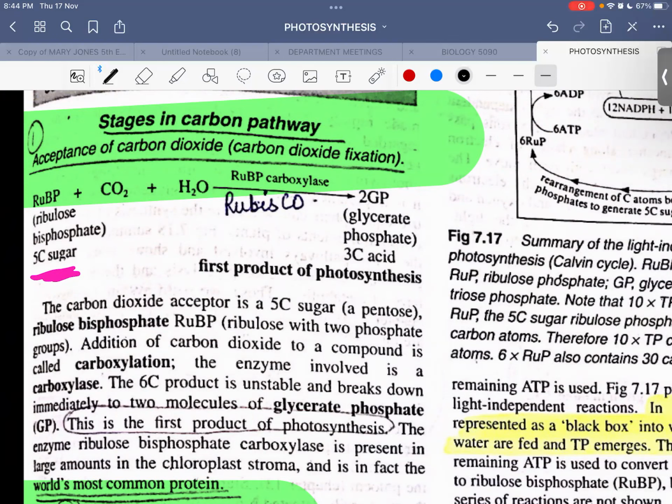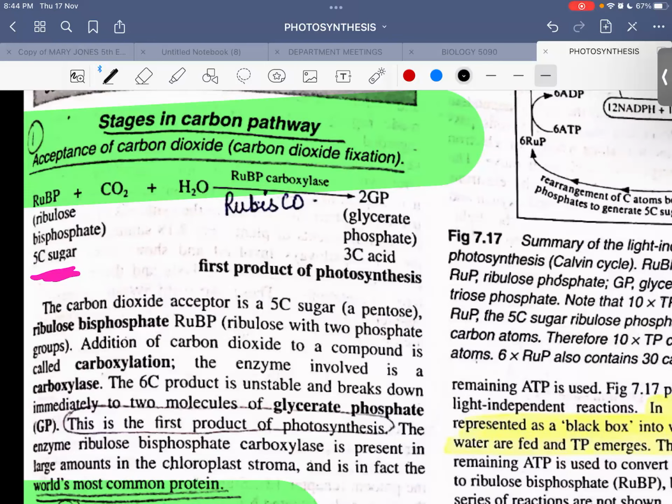And another thing, this means that the first stage in the Calvin cycle is the acceptance of carbon dioxide, or in simple words, you might say it's the carbon dioxide fixation. So what are we doing? That carbon dioxide which is entering a plant leaf through the stomata will now combine with ribulose bisphosphate, 5 carbon sugar, and water in the presence of this enzyme to form this. So we have made 2 GP, so that's our first stage, right? That's our first product of photosynthesis.